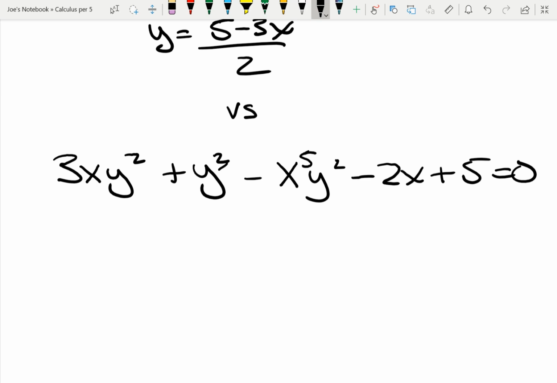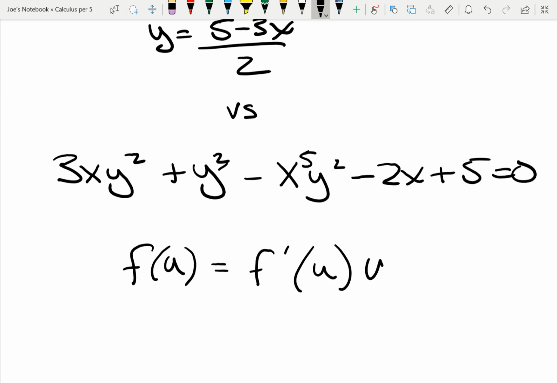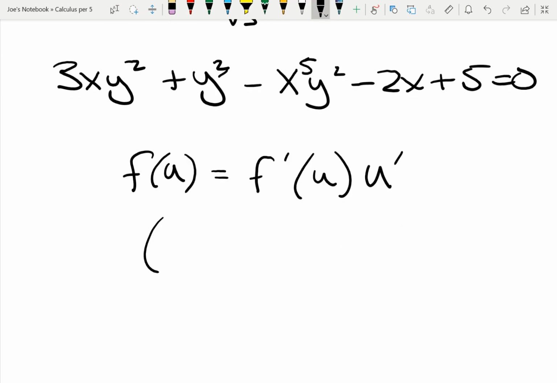So we can take the derivative of y with respect to x, but what we're going to have to do is we're going to have to use the chain rule. So everything will be a function of f of u. So to find its derivative, we're going to do f prime of u times u prime. So y cubed is the outside function, the cubed function, and the inside function is the y.